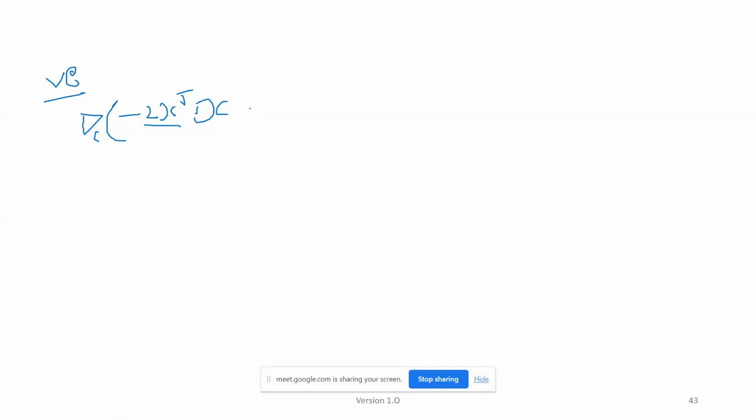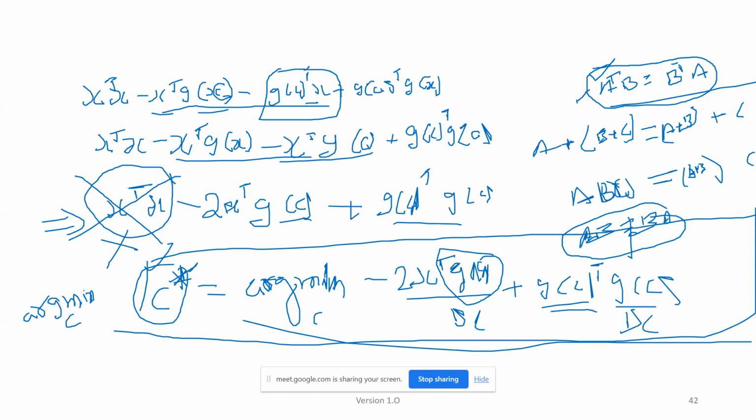DC plus C transpose into D transpose into DC. We'll apply this one. So why this C transpose, D transpose, DC? Because we are applying g of C transpose. What is g of C transpose? g of C is nothing but DC, and DC whole transpose is equal to C transpose and D transpose.